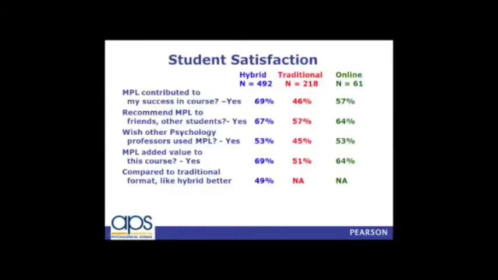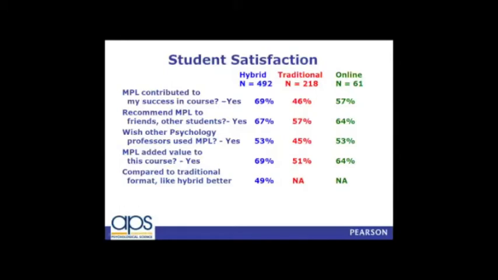We do have this broken down into the hybrid course with 492 responses. In traditional, we had 218. And in the online class, we had 61. In the hybrid classes, in each section, there were 300 students. In the traditional section, there were 300 students. And in online, there were 100 students. So as you can see, a lot of the students didn't go after the extra credit points.